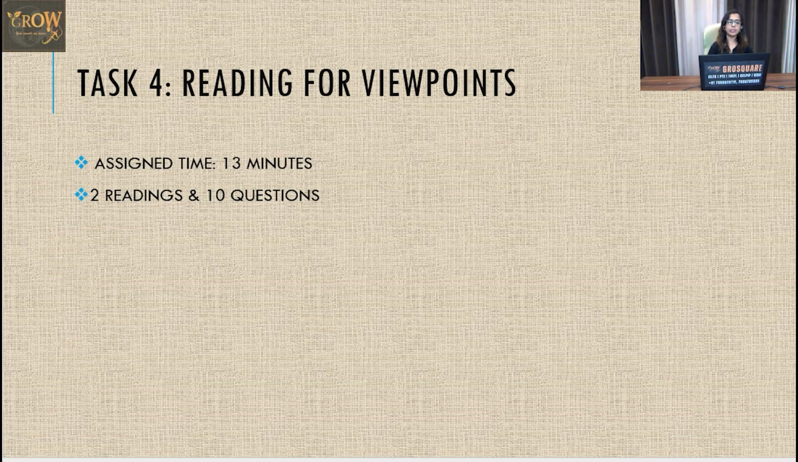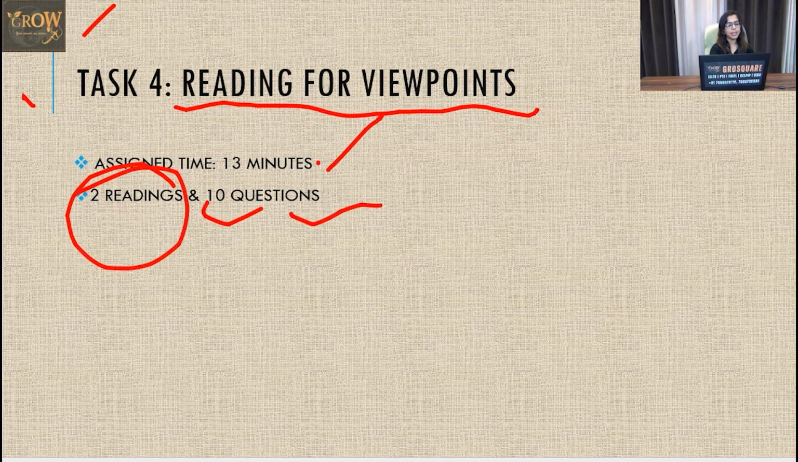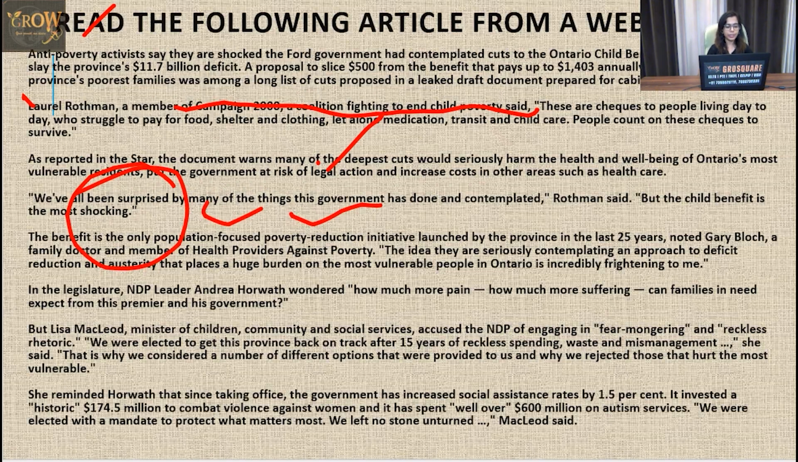So alright, this is our task 4 of the reading module, and in this section we need to read for viewpoints. The assigned time in this would be 13 minutes. We would be given 2 readings and then we need to solve 10 questions. Now let's take a look at the reading, what we have to do there. They would be giving us an article from a website, right? They have given us a particular article, and this would include viewpoints, that means the opinions of several persons.